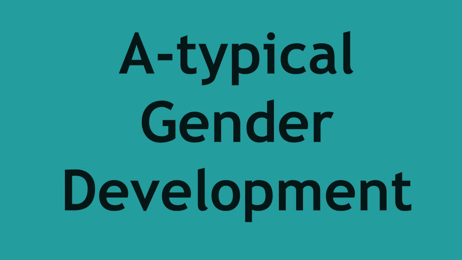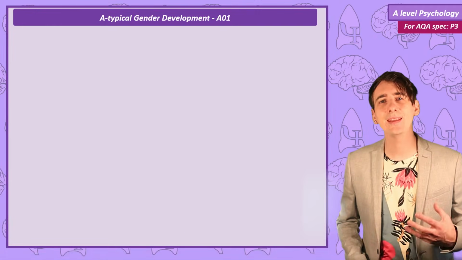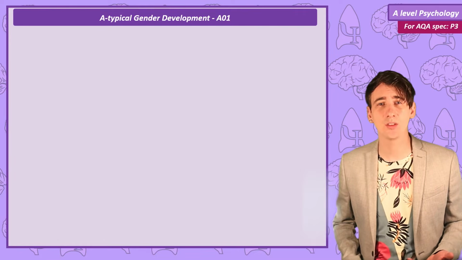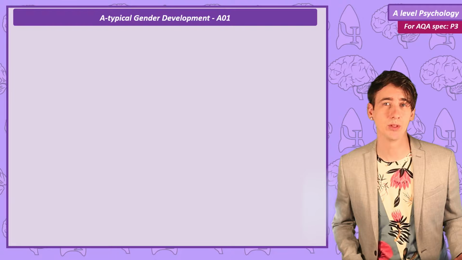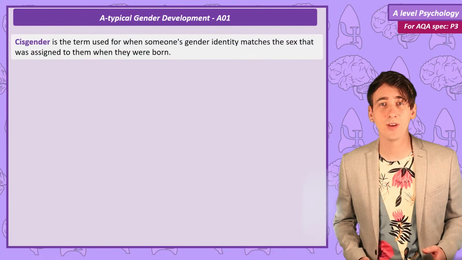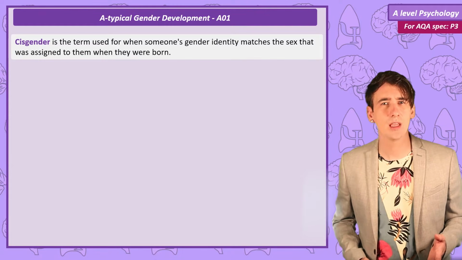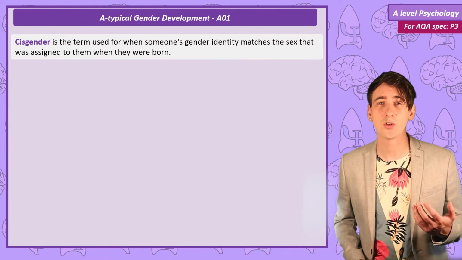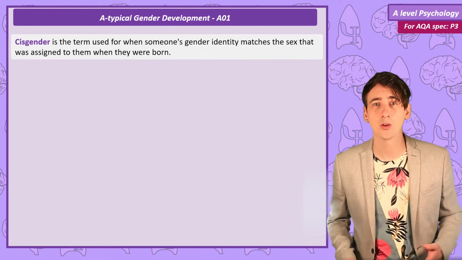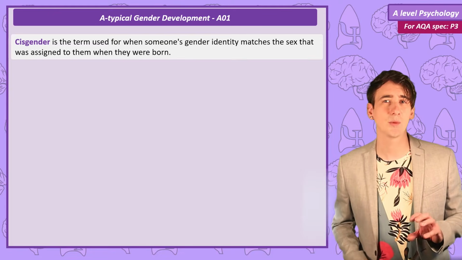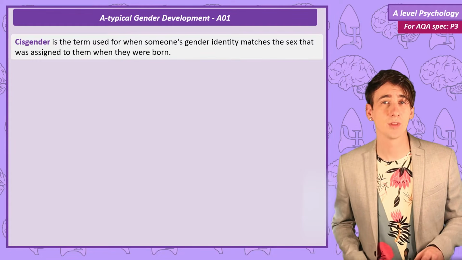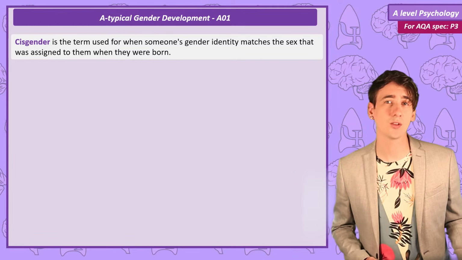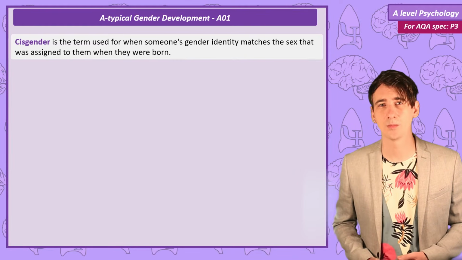Atypical gender development. When we say atypical gender development, because it's atypical, it's kind of easy to start with what we see as typical gender development. Now, most people would define themselves as cisgender, even if they don't use that term themselves. Cisgender basically means someone's gender identity, their sense of being a man or a woman, matches the sex that was assigned to them from birth. The sex assigned at birth is on the basis of external genitals, or XX or XY chromosome patterns.